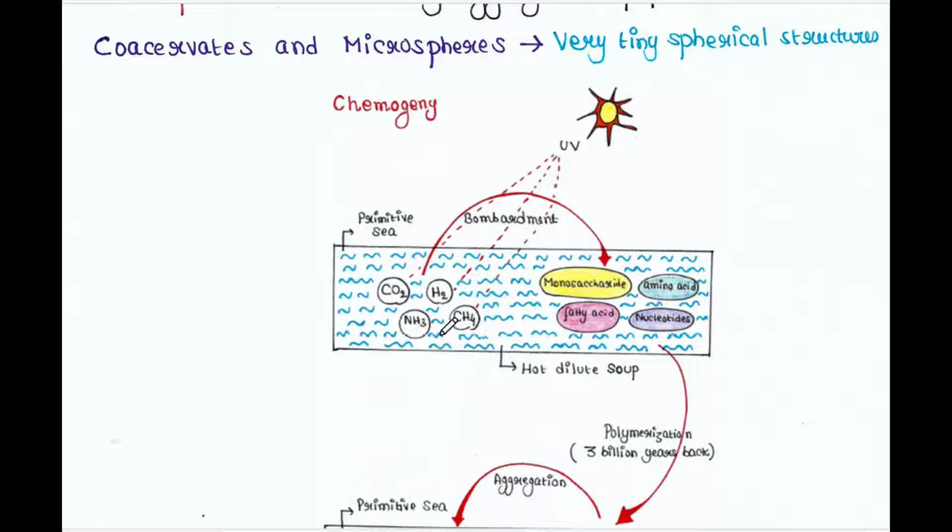So this is the primitive ocean, and it was full of simple inorganic and organic molecules such as CO2, hydrogen, ammonia and methane. These were being bombarded by UV and other ionizing radiations. It resulted in the synthesis of simple organic molecules such as monosaccharides, fatty acids, amino acids, nucleotides, etc. The seawater containing these molecules was described by Haldane as the hot dilute soup. Let's see the text part then.